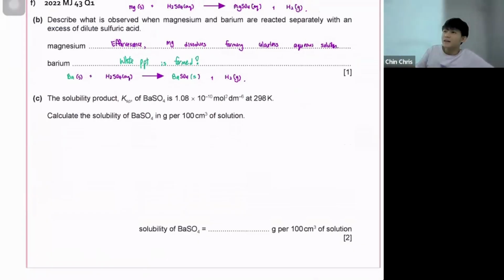For some reason, right? Okay, this is 2 marks. I think this was 4 marks, you know. Give you 2 marks, very stingy. Not fun.